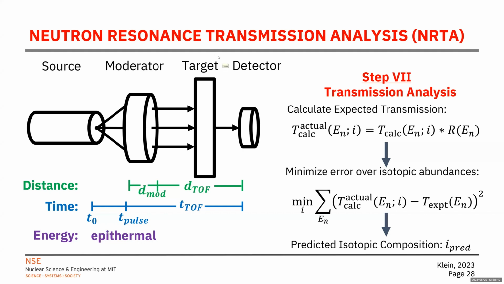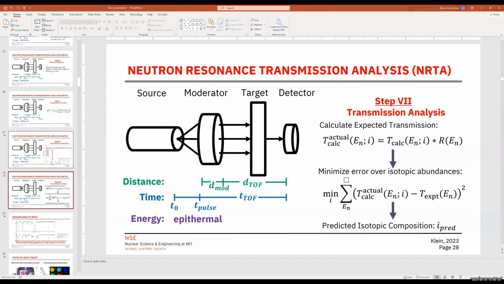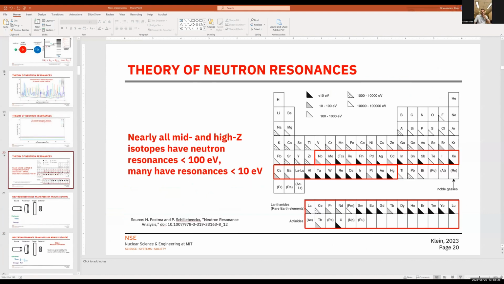Okay, there was one last question in the live chat. For what kinds of elements can we use NRTA? And I think you have a periodic table graph that more or less shows which ones have some cross sections. Yeah, so I'll throw that back up very quickly.